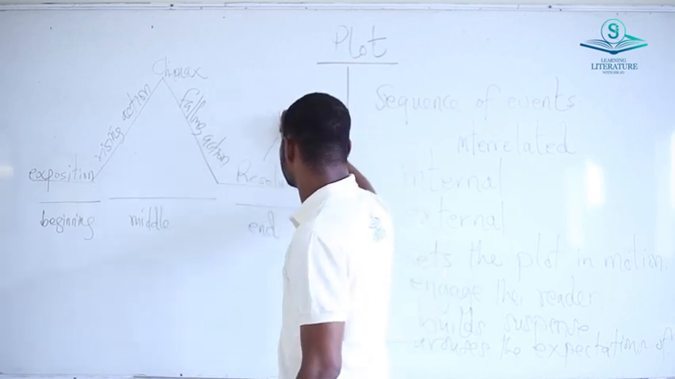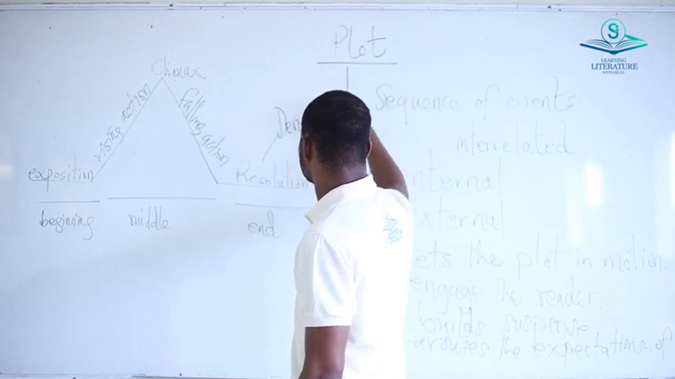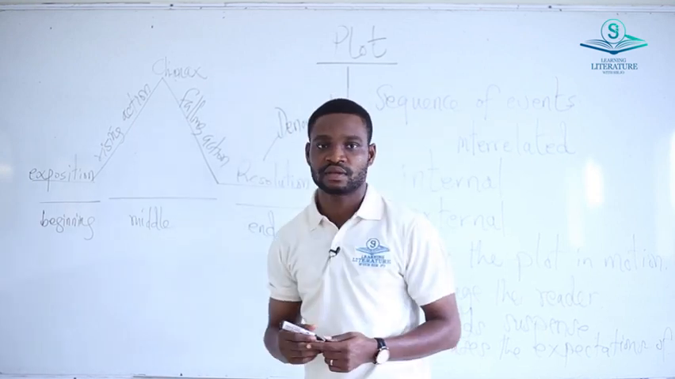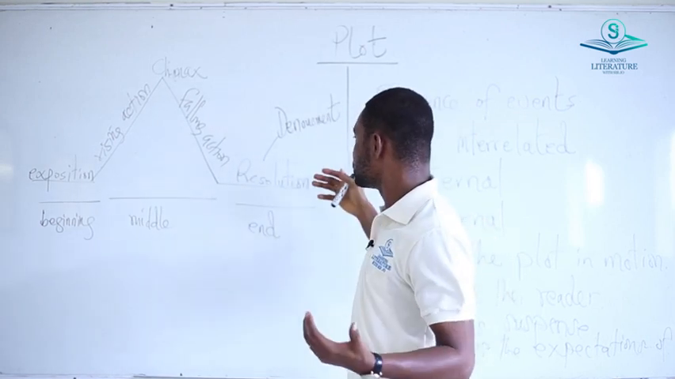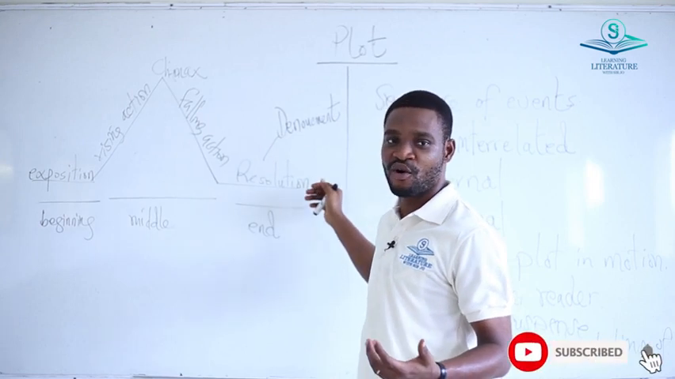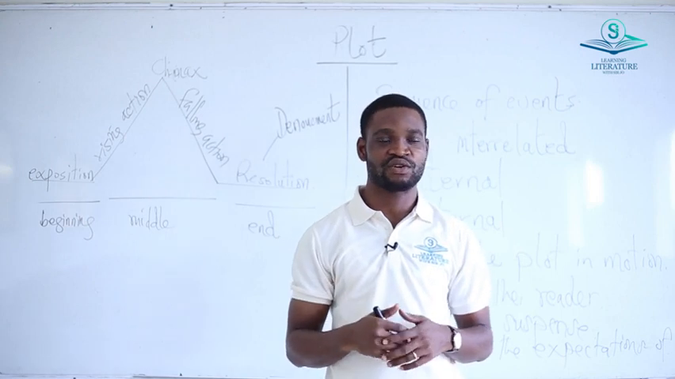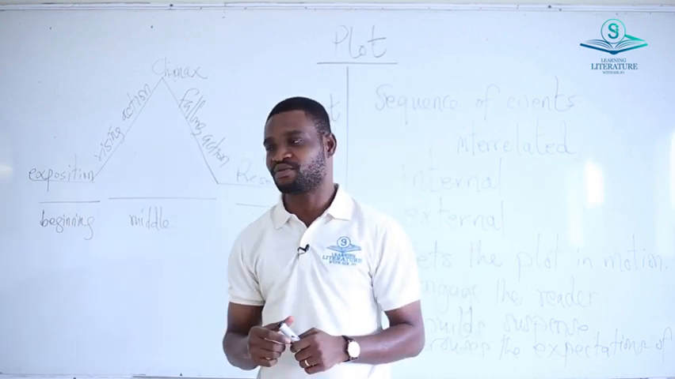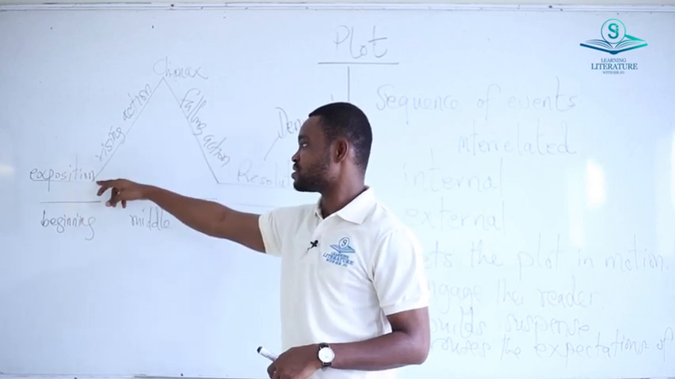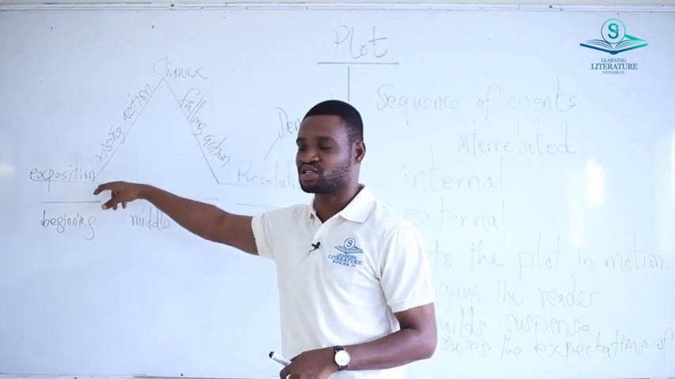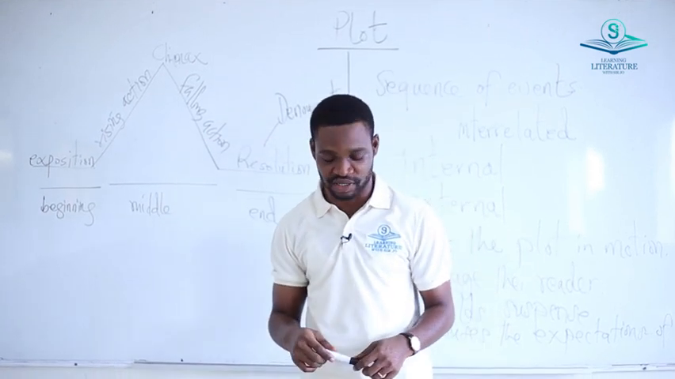So, with denouement, we have untying or unknotting the plot or the storyline. Now, we will look at each stage, starting from exposition, then we move to the resolution aspect of the plot.